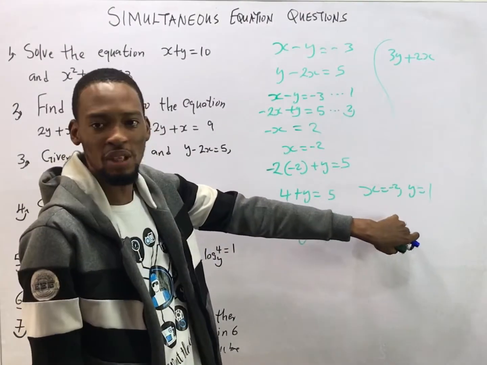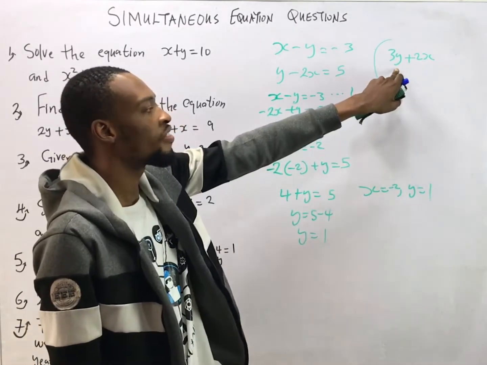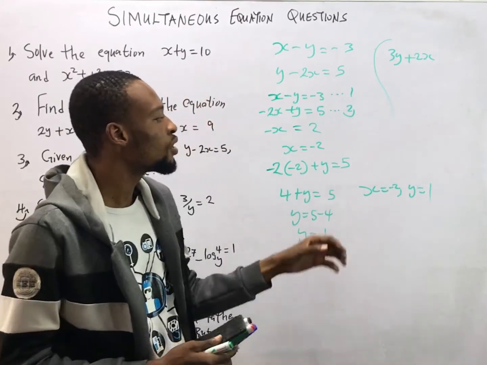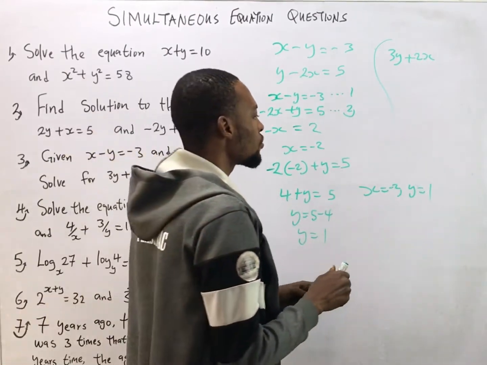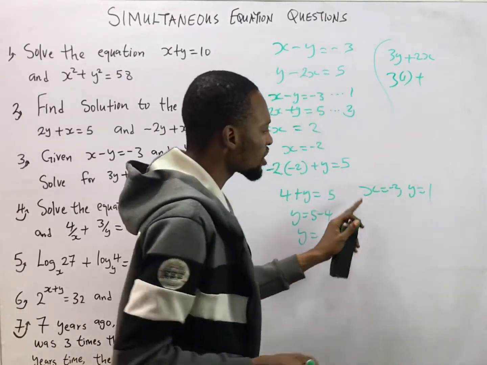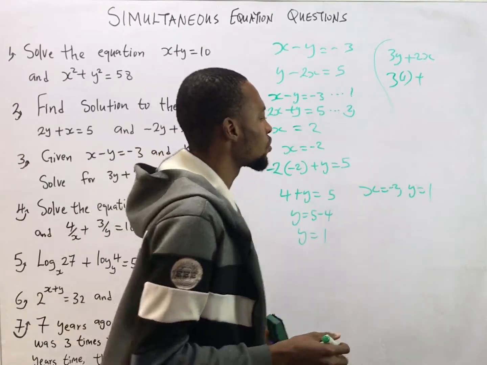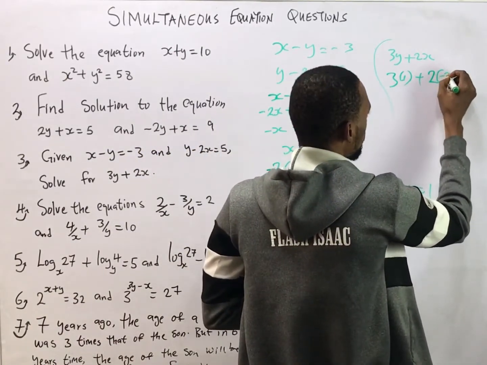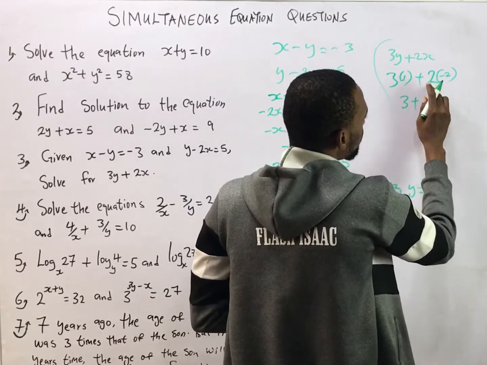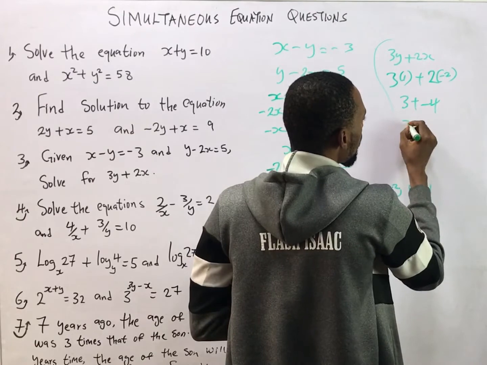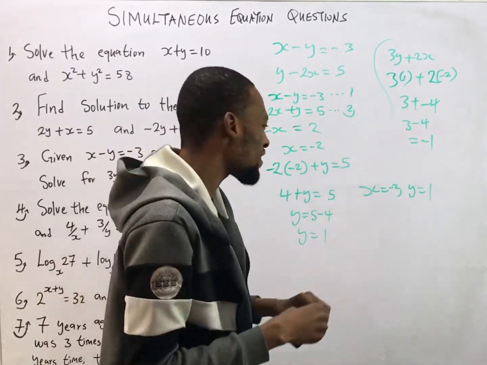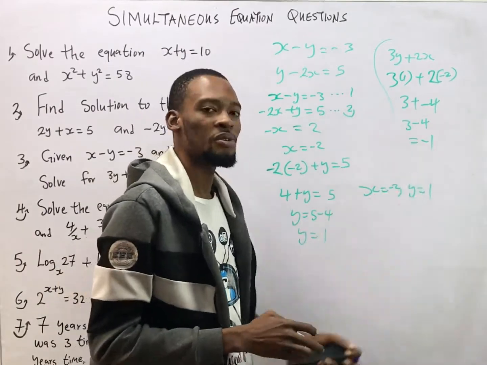We've gotten this, but that's not what we are looking for. We are looking for 3y plus 2s. In other words, we are asked to multiply y by 3. So, 3 times y, which is 1, plus we multiply s by 2, so plus 2 times minus 2. This will give you 3 plus 2 times minus 2, which is minus 4. So this is 3 minus 4 to give you minus 1. So the answer to that question, or the final answer, is minus 1.